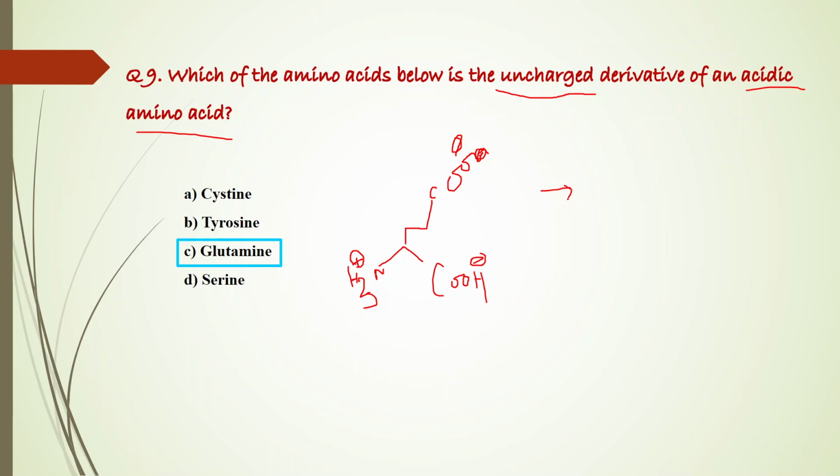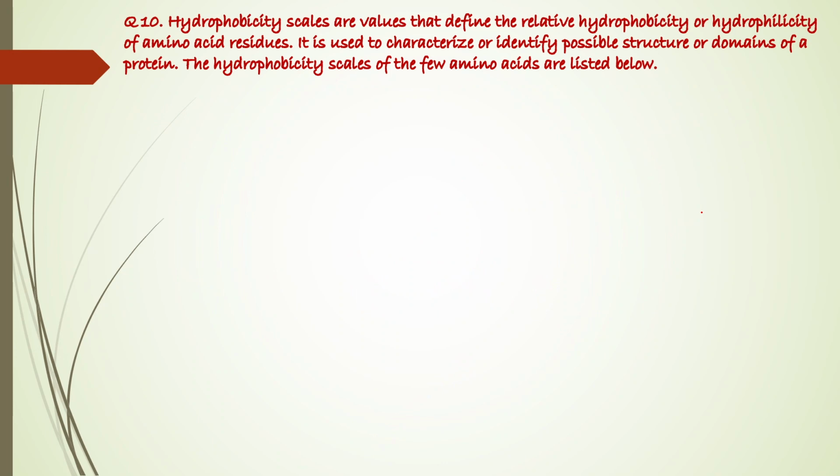But if you replace it with CH2CH2CONH2, now this deprotonation no longer needs to occur. So basically deprotonation and protonation will occur only in the NH2 and COOH. One will be NH3 plus and another will be COO minus. So overall it will be an uncharged species. So the correct option for this one was glutamine. I hope this particular question is clear to you. Let us move to the next one.